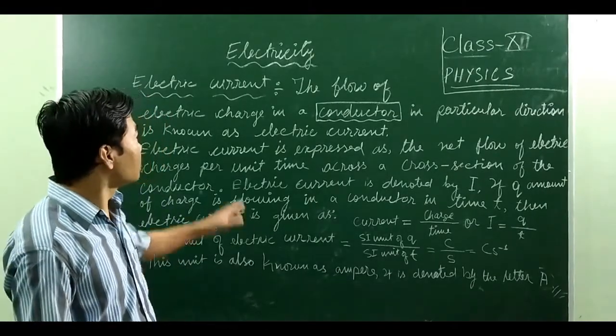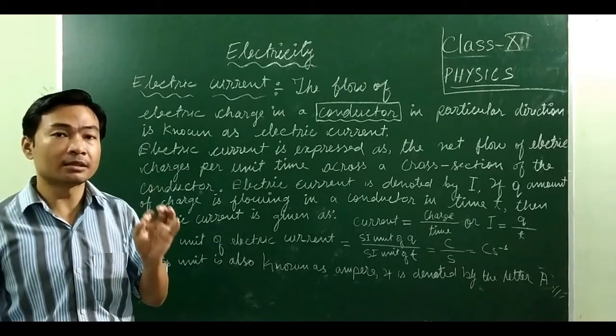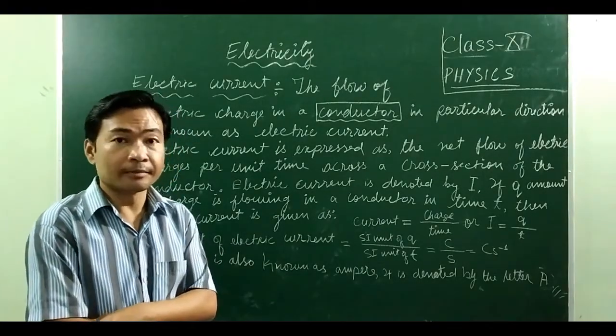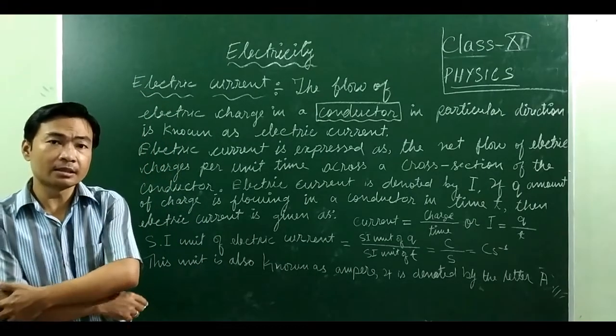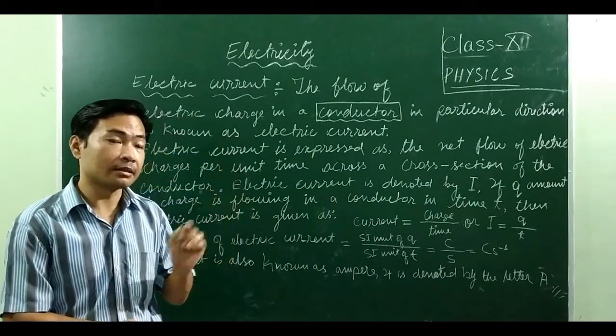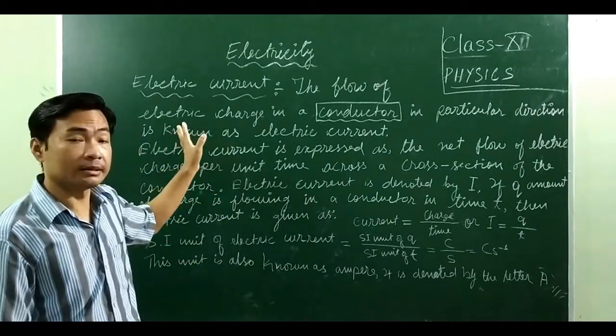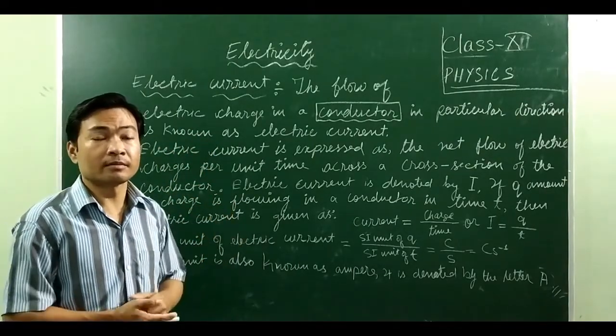Today we will study about the electric current. In the previous class we started the basic concept of electricity, and we understood that electricity is associated with the electric charge. Because of this charge there is an electric current, right? So we will study about the electric current and how an object and a substance is charged.